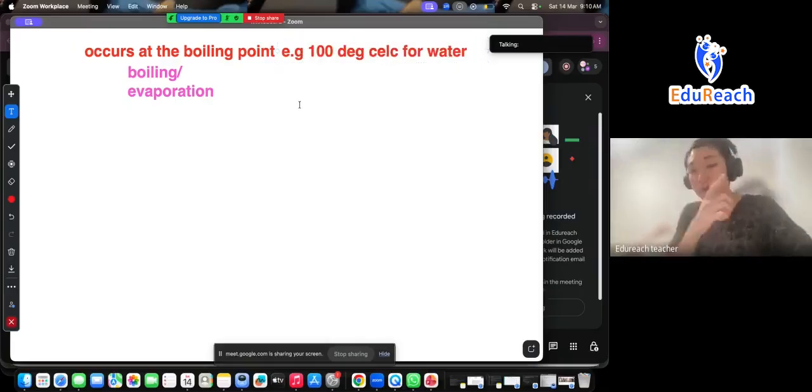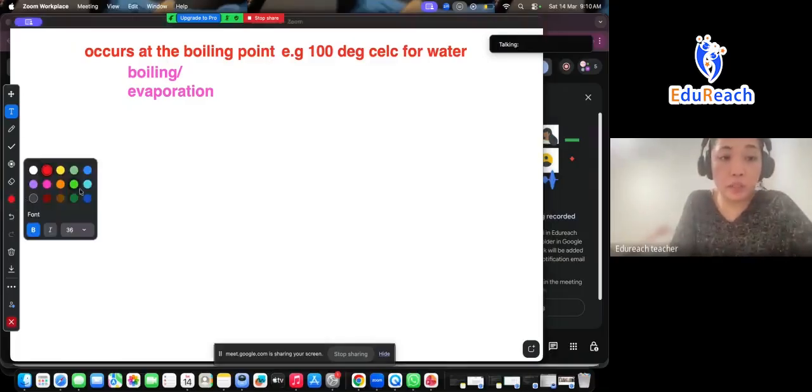Does that mean that every other substance will boil at 100 degrees Celsius? If water boils at 100 degrees Celsius, is that true for all other substances also? No, because different substances will have their own specific boiling point. It's just that water is specifically 100 degrees Celsius. Understand? Okay, so that is for boiling. Make sure you write this down now.